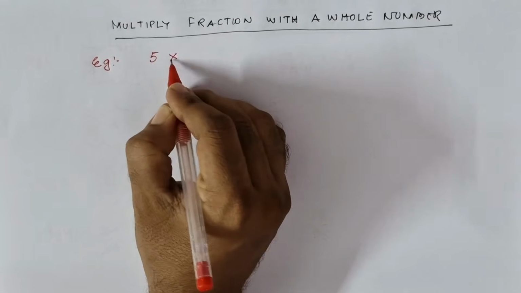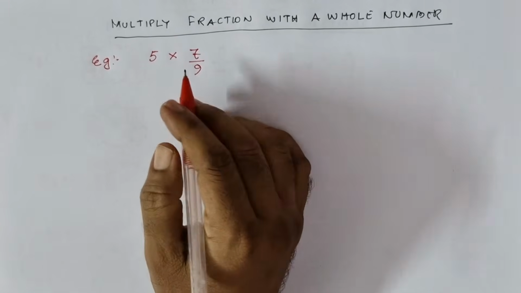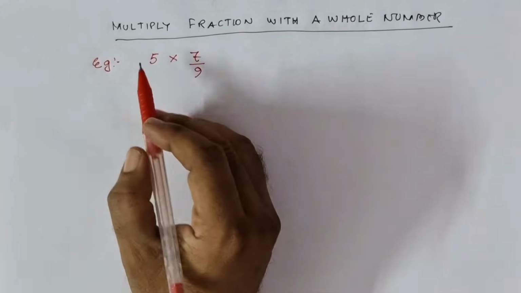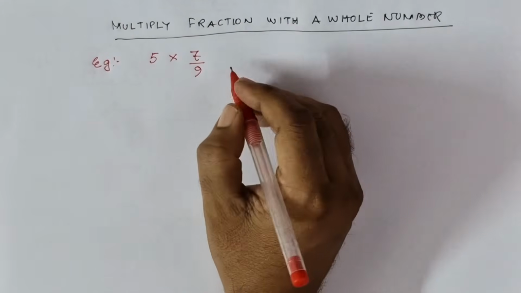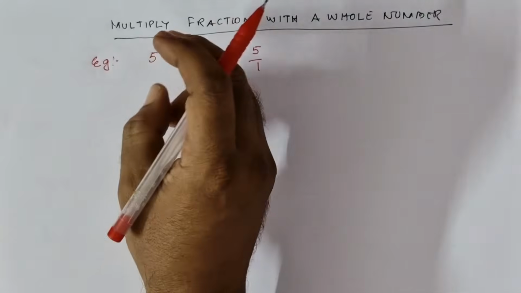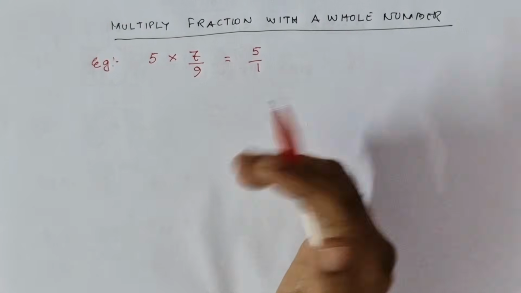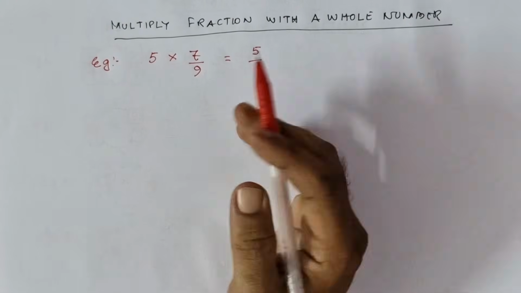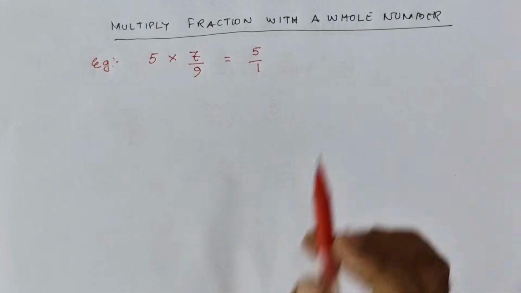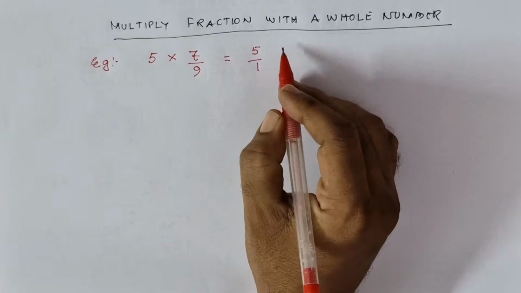So 5, which is a whole number, multiplied by 7 by 9. So it's a fraction. So in order to proceed, how would you deal with a whole number? See, a whole number can be expressed as a fraction, right? How? See, 5 by 1. So 5 by 1 is 5. So you can always represent a whole number this way. If you had 7 instead of 5, 7 by 1, 8, 8 by 1.